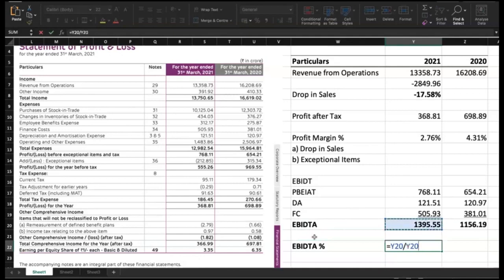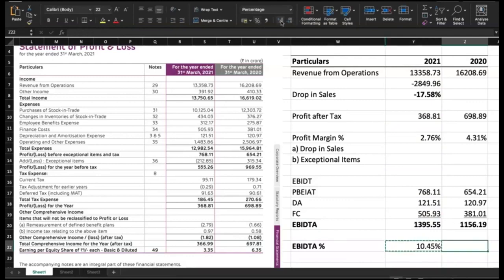Now we can also calculate this EBITDA margin by comparing it with sales. Let me take this, I'll compare it with the revenue from operations, and EBITDA margin here it is 10.45%. In the previous year it is 7.13%. See, here it is communicating something different.